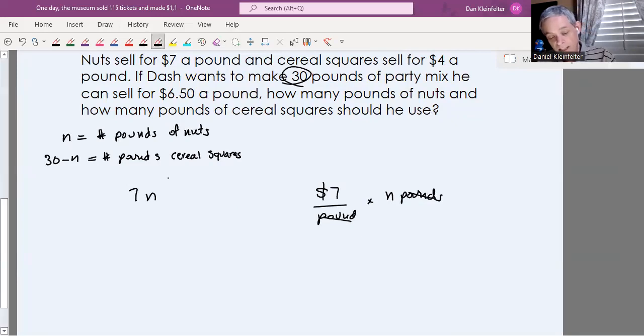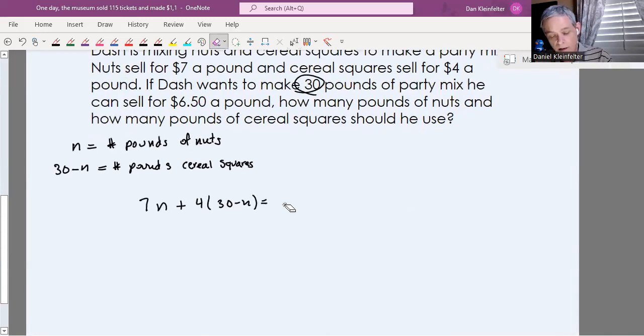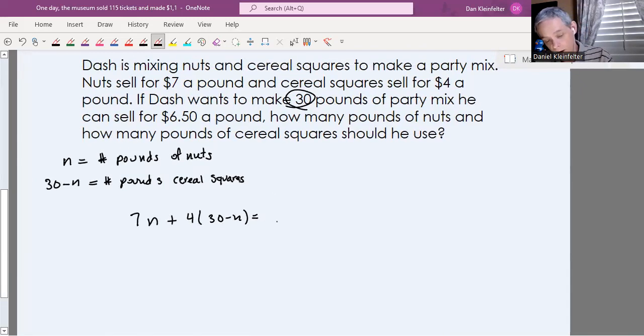Okay, so we have 7N, that's the nut money, plus the cereal squares money. Those cost $4 a pound, and Dash will use 30 minus N pounds of the cereal squares. So that is the start. That is nut money plus cereal squares money has to equal what he's going to sell this mix for, which is $6.50 a pound times the 30 pounds.